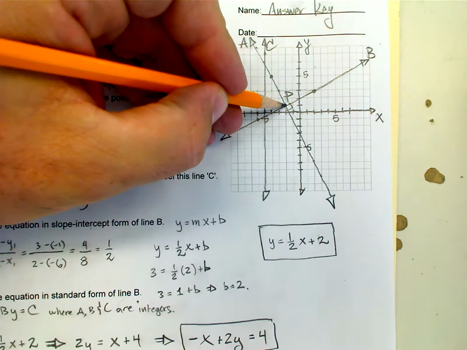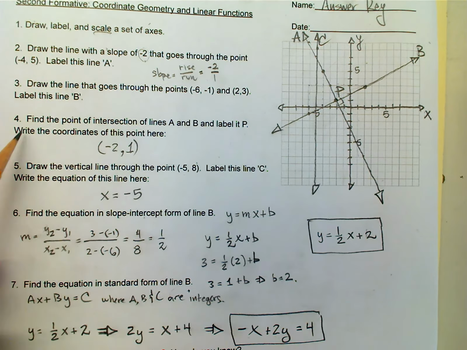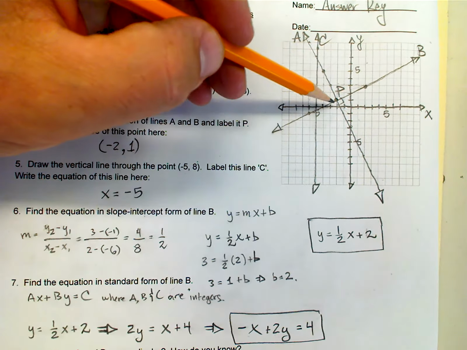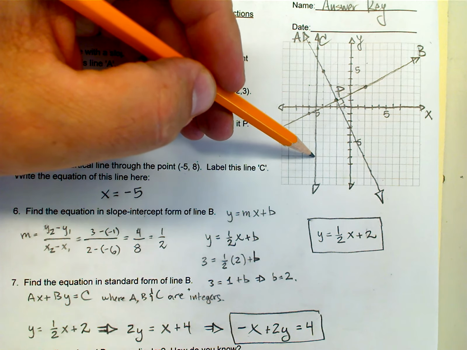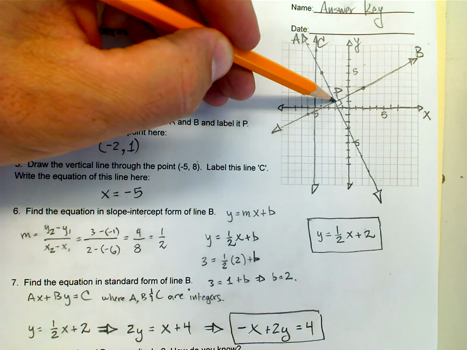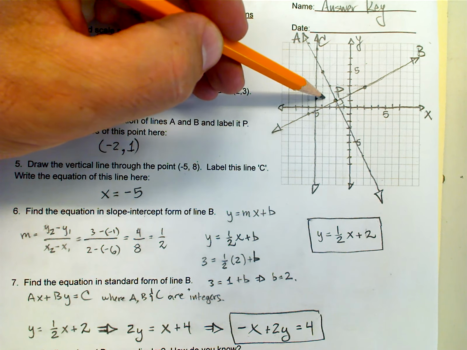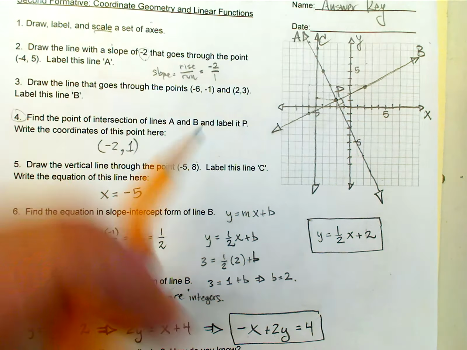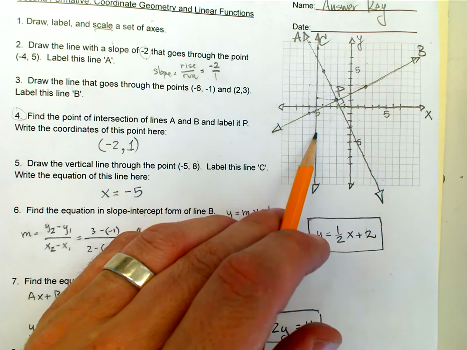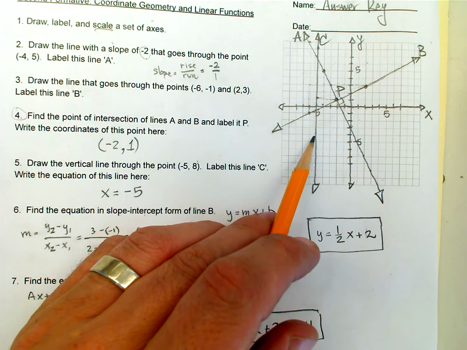And here's point P. We found that over here in question number 4. And we're asked to find any point on this line, line C, that is 5 units away from this point. Clearly it's not this point here because this point is 3 units away. You can see that right here. So it's got to be something a little bit farther away so that the distance between these points is 5 units.